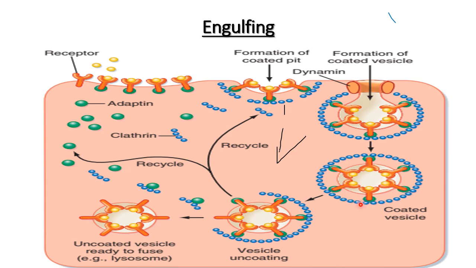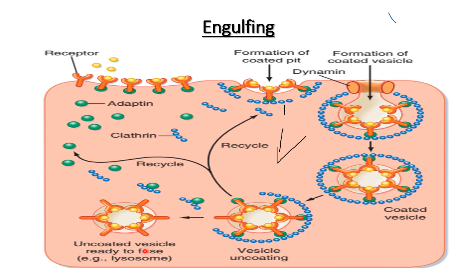When that separation takes place, we have this coated vesicle, and now it is called a phagosome. This phagosome will be transported into the cytosol, and as it is being transported, the coat proteins, which are the adaptins and clathrins, will separate from the surface and be recycled to carry out their functions. Since the phagosome is no longer coated, it is now ready to fuse with a lysosome.